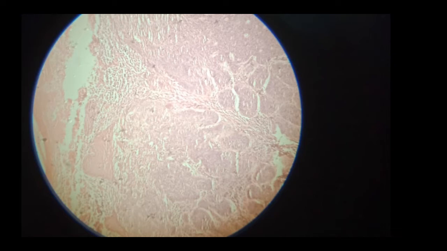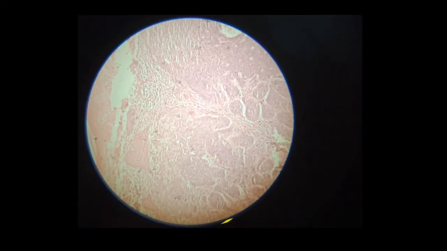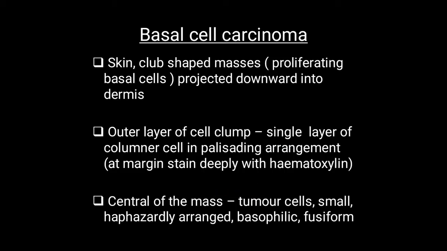This is a slide showing you the basal cell carcinoma. I am going to describe it. This shows the structure of the skin with club-shaped masses projected downwards into the dermis. The club-shaped masses are actually proliferating basal cells, neoplastic cells, and the outer layer of the cell clump is formed by a single layer of columnar cells in palisading arrangement. At the margins they are stained deeply with hematoxylin stain, and the center of the mass is formed mainly by the neoplastic or tumor cells. They are small, haphazardly arranged, basophilic in nature and fusiform in structure.